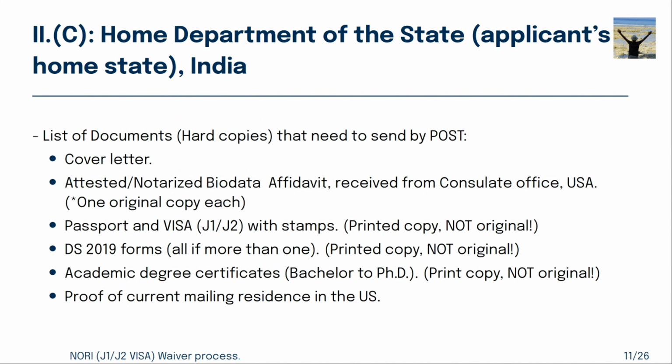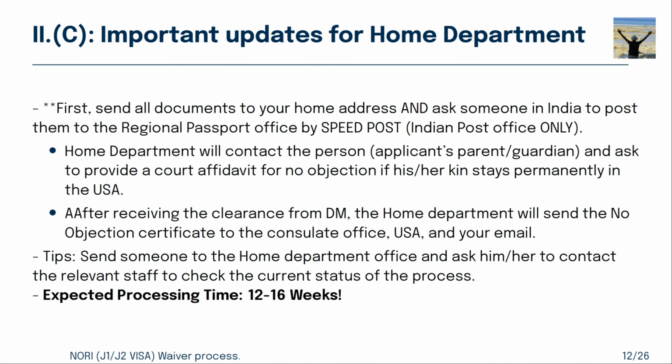Again you have to send these things, and the same thing you have to do. Then the home department will contact your parents and ask them to provide a court affidavit again. So it means you have to provide the court affidavit two times to the officials, and then again a similar thing will happen, and they will issue the no objection certificate.